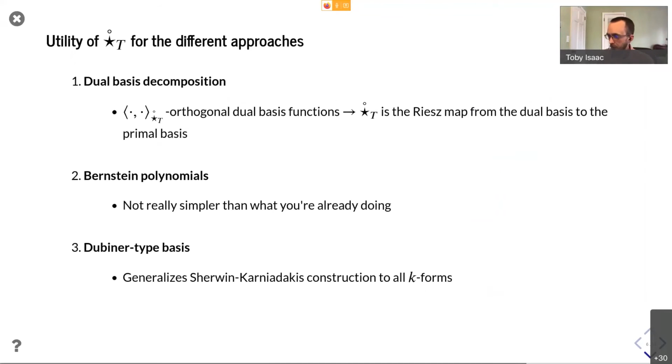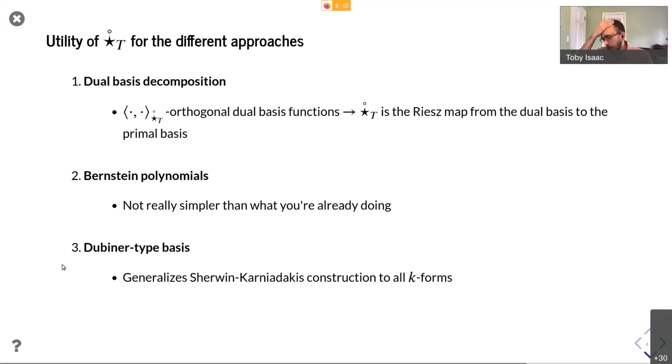Okay, so what is the utility of this ring star operator for different approaches? I mentioned 3 of them at the start. Let's go through them again. If you define your finite elements just by dual basis decomposition, then the main utility is that weight function. If your dual basis is orthogonal with respect to that weight, then ring star is going to be the Riesz map. It's going to take you directly from a dual basis functional into a primal basis. If you're already using Bernstein polynomials, using ring star is not really going to be much simpler than what you're already doing. So not really a lot of utility if that's your code.